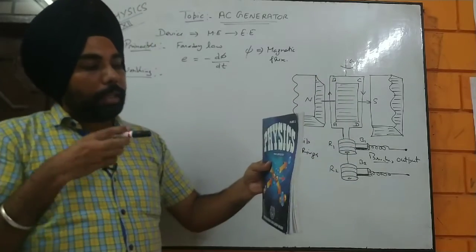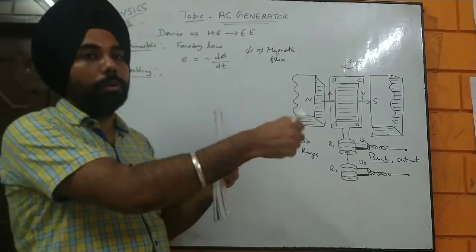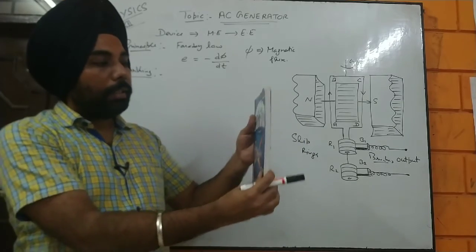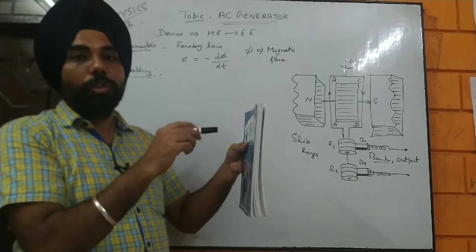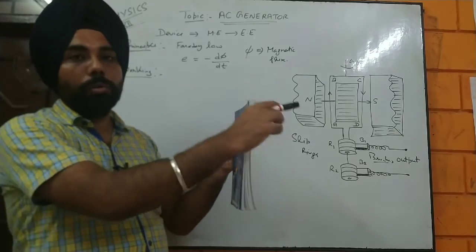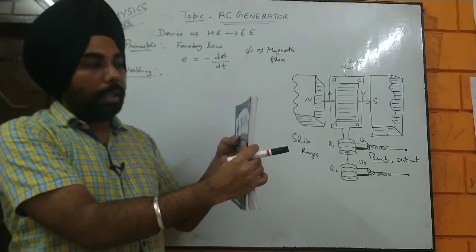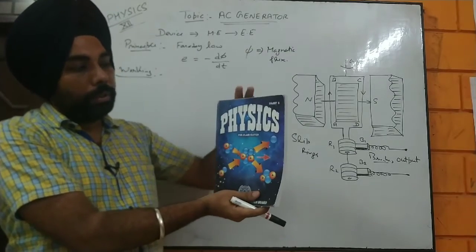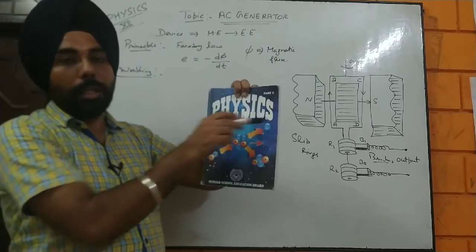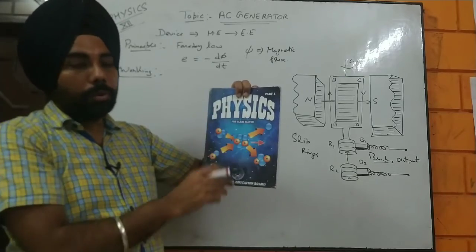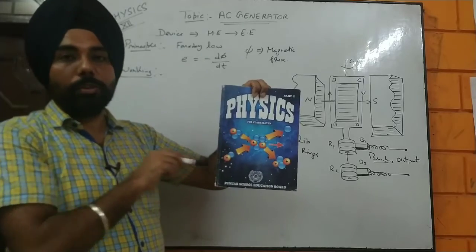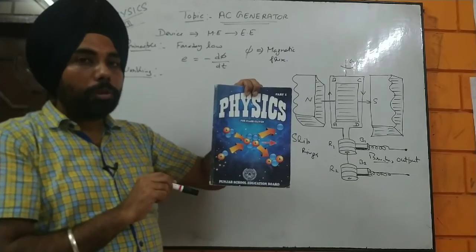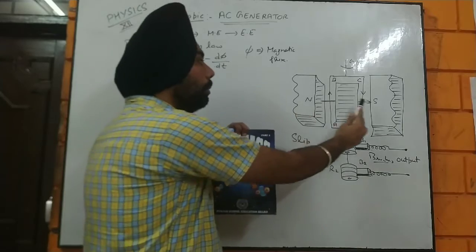So if the magnetic lines are coming from north to south, and that rectangular coil is in that shape, the magnetic lines moving from north to south are going to minimize. As it is rotated, more magnetic lines can pass through from north to south, and in that position the maximum lines can pass through from north pole to south pole.